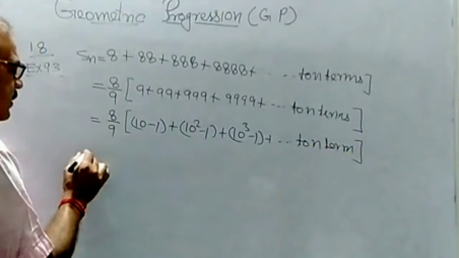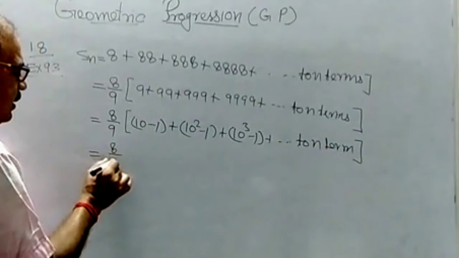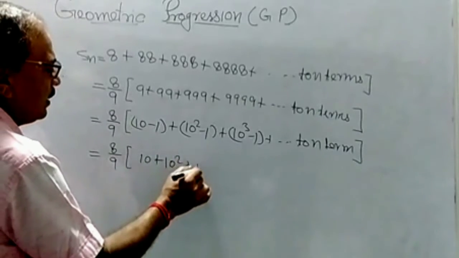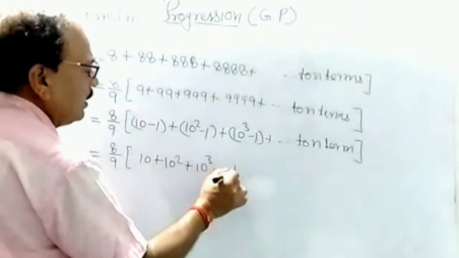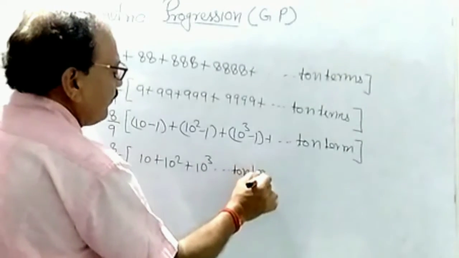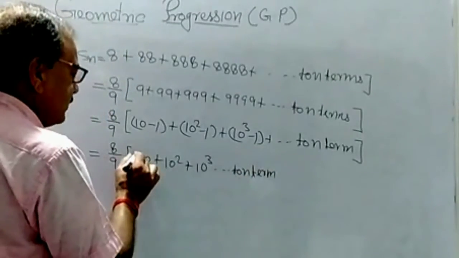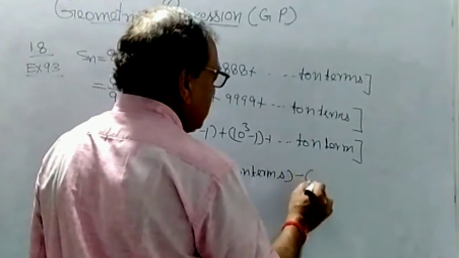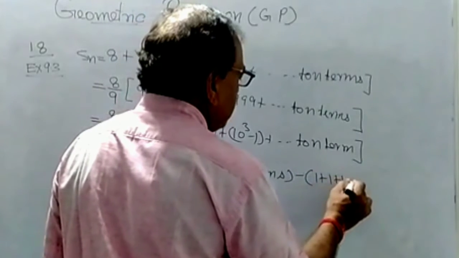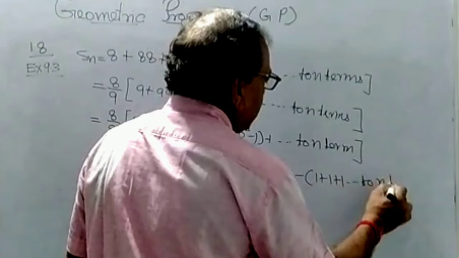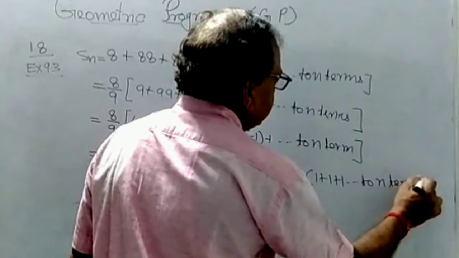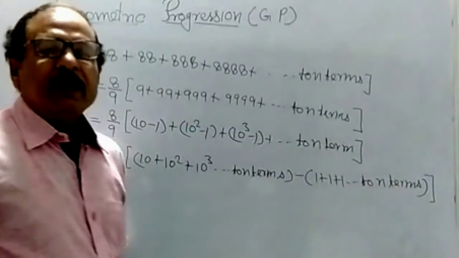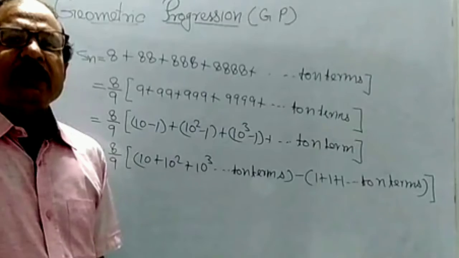We can write this as 8 by 9, 10 plus 10 square plus 10 cube to n terms, and minus 1 plus 1 plus 1 to n terms. We can write in this way.